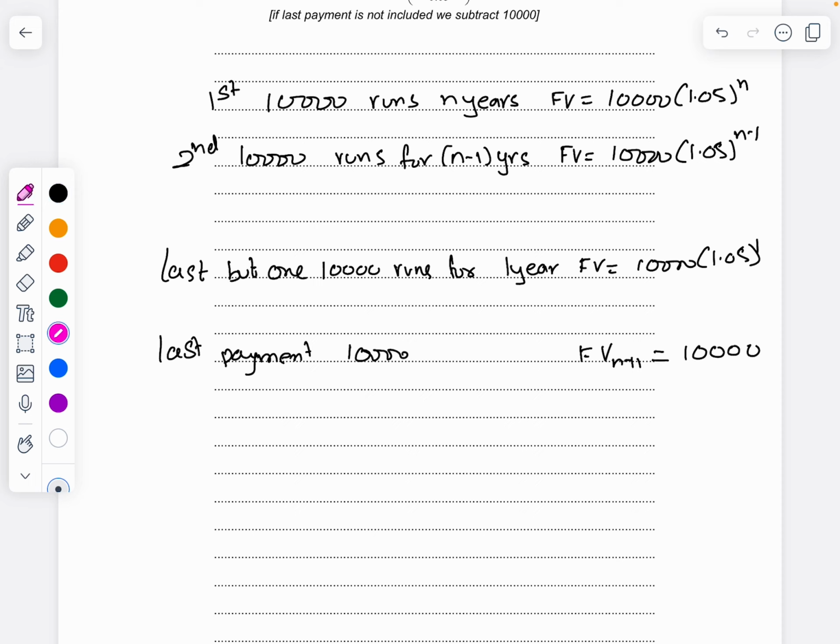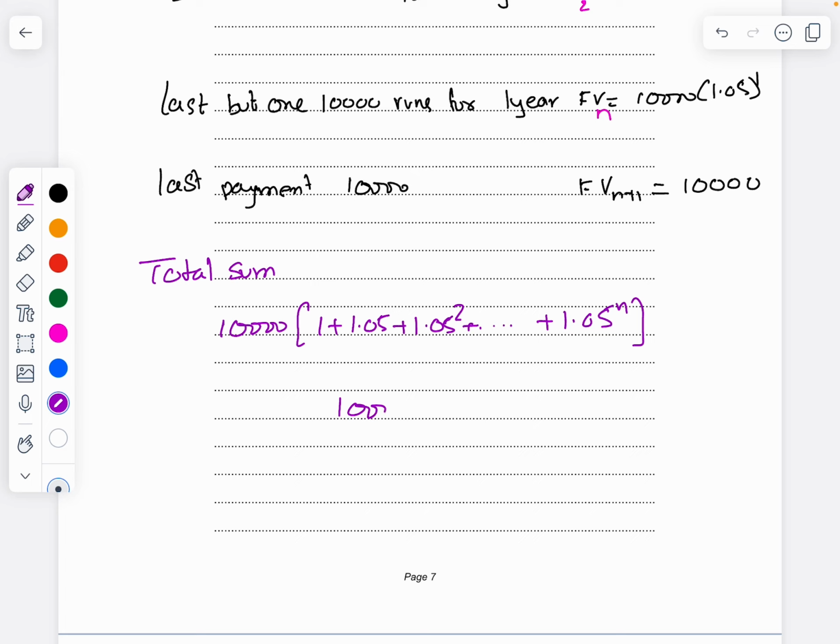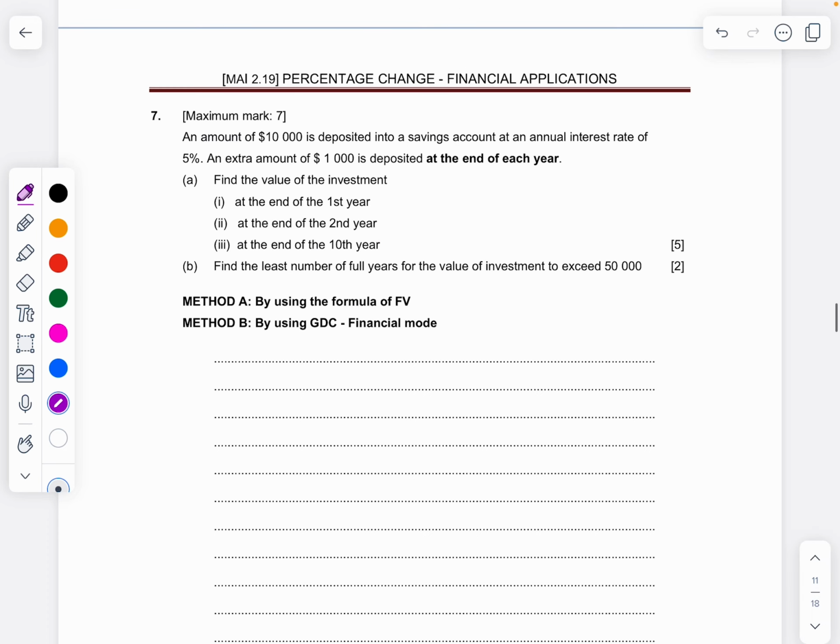So this may be the first one, this may be the second one, and this may be the nth one and n plus 1. So the total sum will be 10,000 times 1 plus 1.05 plus 1.05 squared and so on up to 1.05 to the power of n. So it will become 10,000 times 1.05 to the power of n plus 1 minus 1, divided by 1.05 minus 1. That is the reason the formula will be applicable.